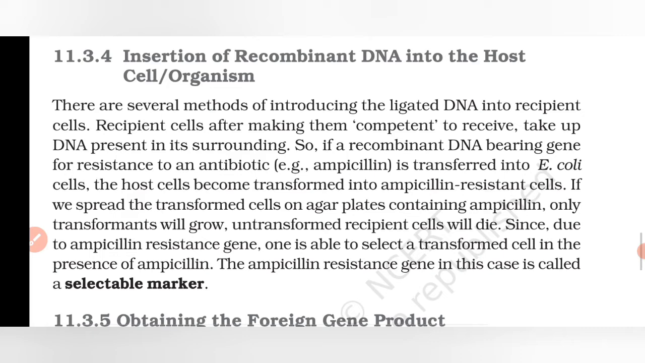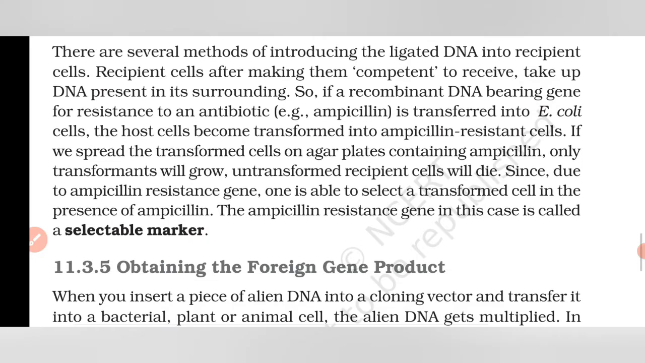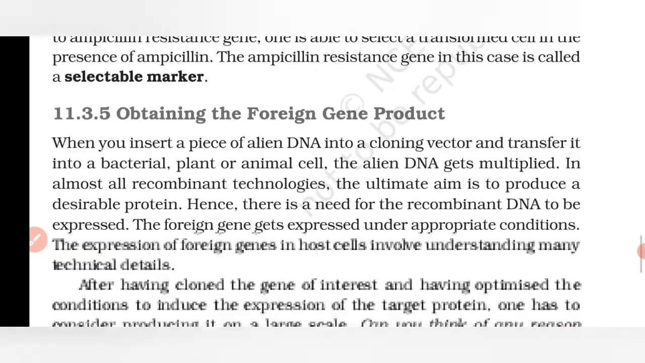And finally, we can also use the disarmed pathogens like retroviruses in case of animals, and Agrobacterium tumefaciens, which is a pathogen in dicot plants in case of plants. The ampicillin resistance, okay, so this we have already seen.